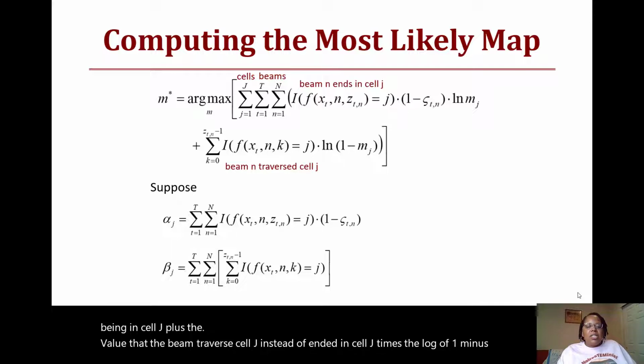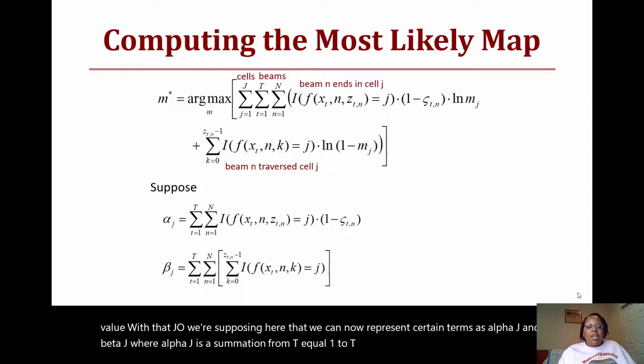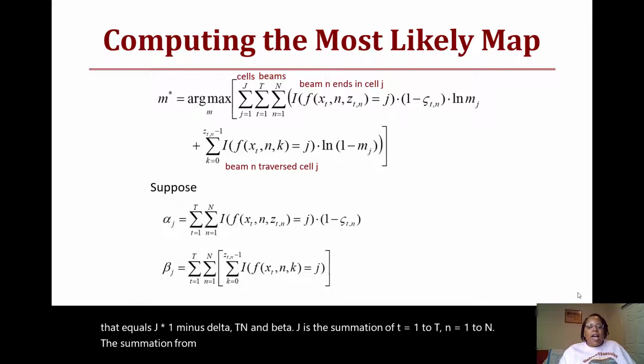So we're supposing here that we can now represent certain terms as alpha_j and beta_j, where alpha_j is the summation from t equals 1 to T, n equals 1 to N, of I of f(x, z) equals j, times 1 minus delta_t^n. And beta_j is the summation of t equals 1 to T, n equals 1 to N, the summation from k equals 0 to z minus 1, I of f equals j.